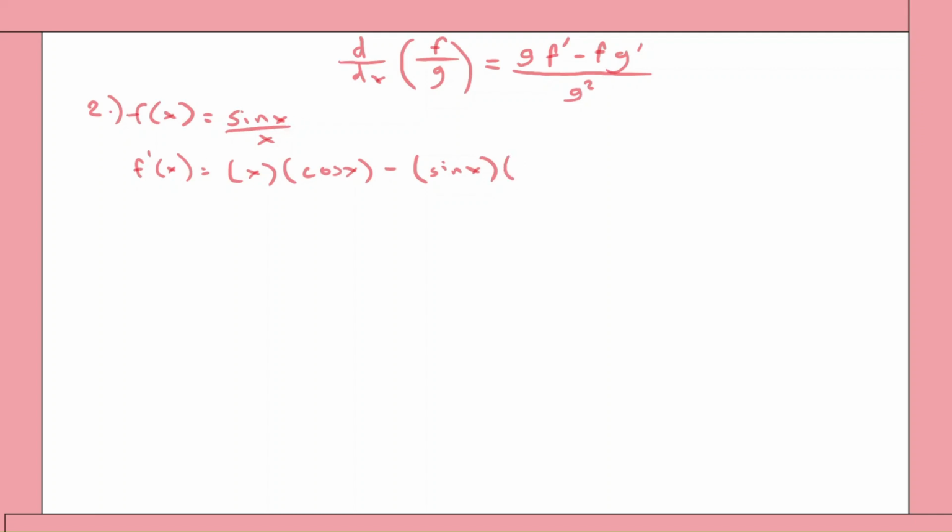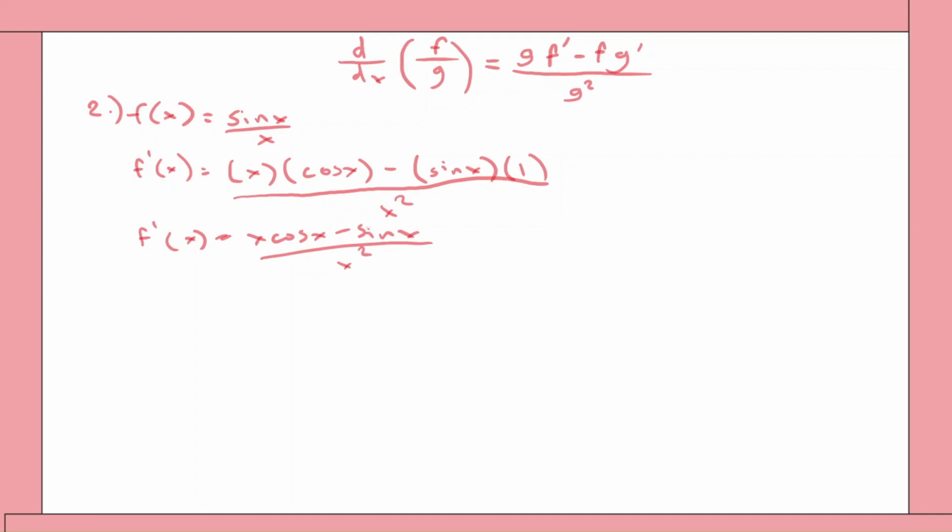So that would be 1. And then again, we're going to put this all over g squared. So this would just be x squared. All right, and then let's try to simplify this down a little bit. So this would be x cosine of x minus the sine of x over x squared. And this will be your answer.